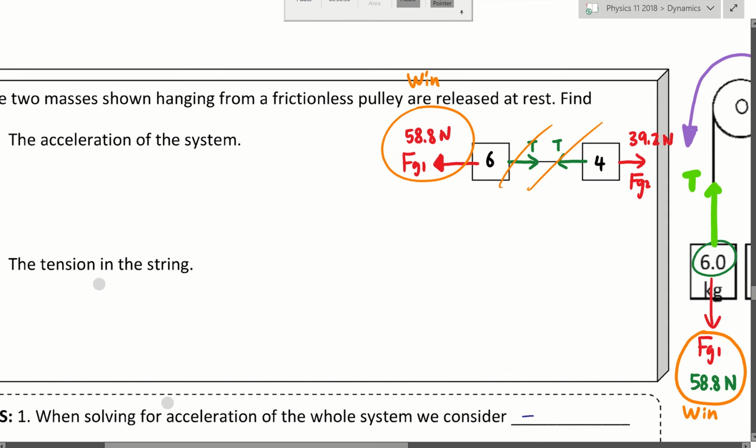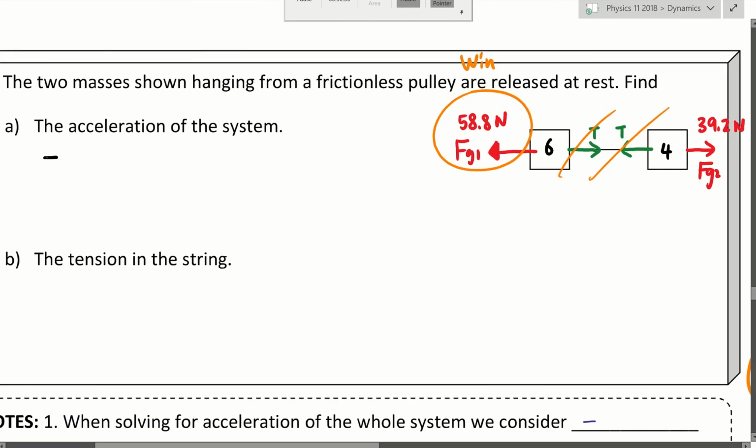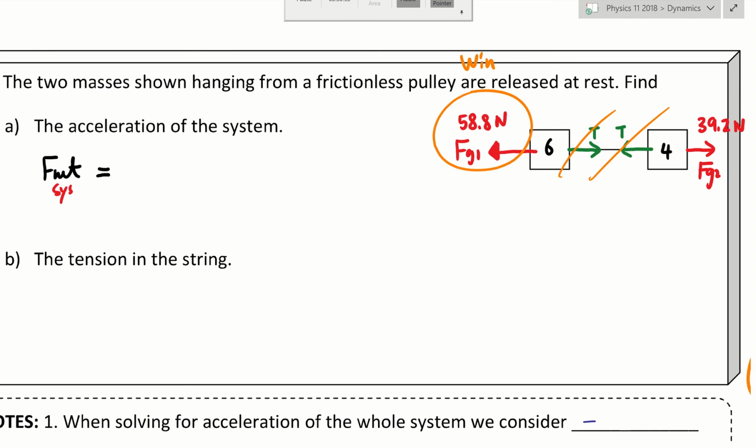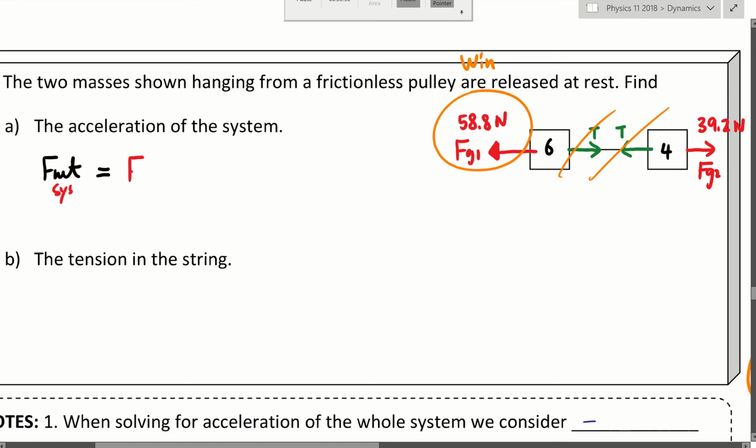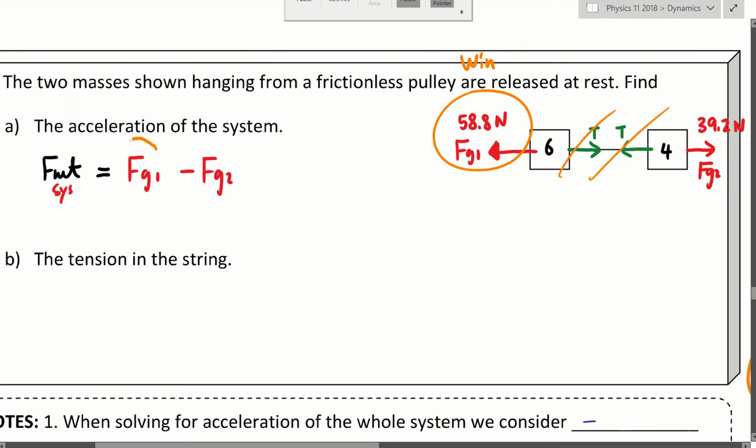So now let's take a look at this entire picture and write down the F net of the system equation. F net system. To get acceleration, we have to do system first. F net system equals an equation that can change from question to question. In this equation, we are going to do winner minus loser, which is Fg1 minus Fg2. Now you can see Fg2 is literally fighting on the other side. Fg1 is trying to make the whole system go counterclockwise. Fg2, if you look at the pulley, is trying to make the system go clockwise, right?